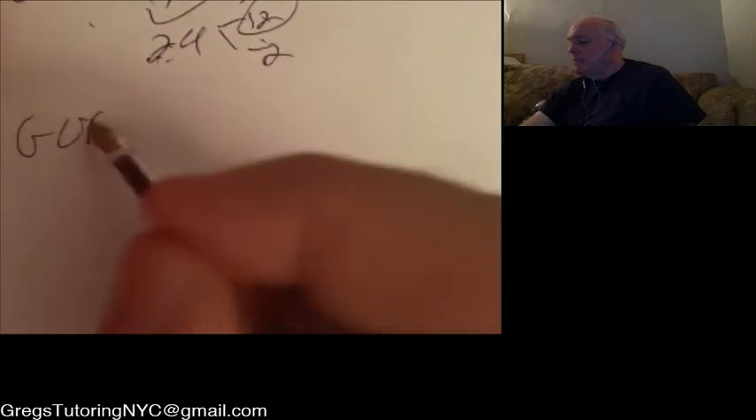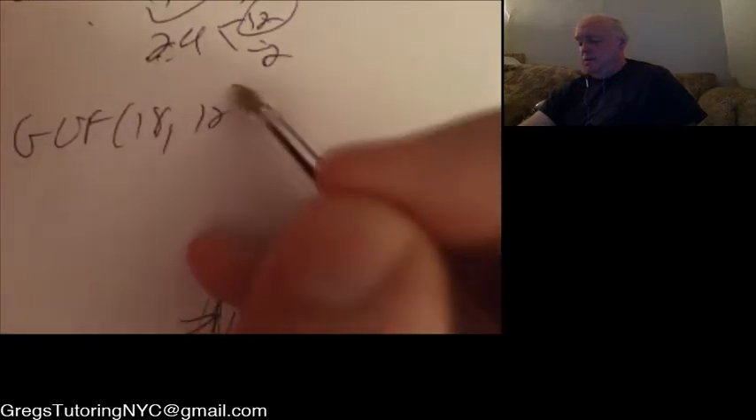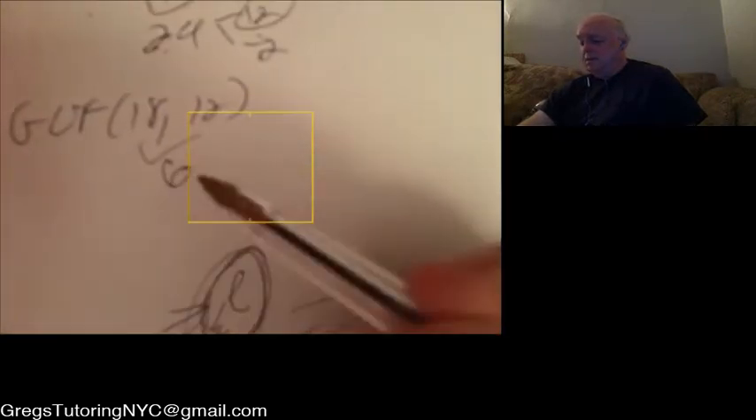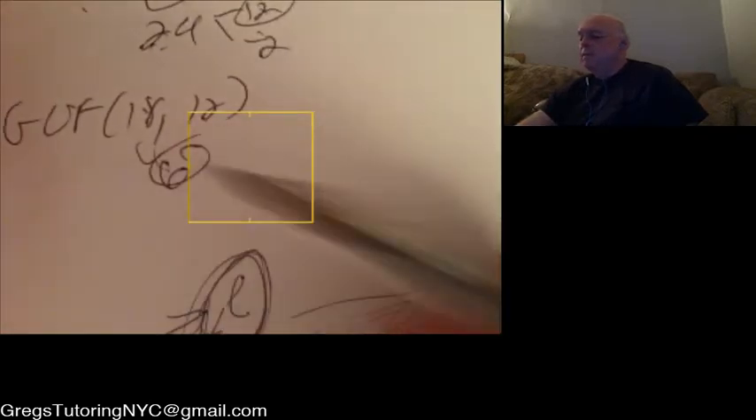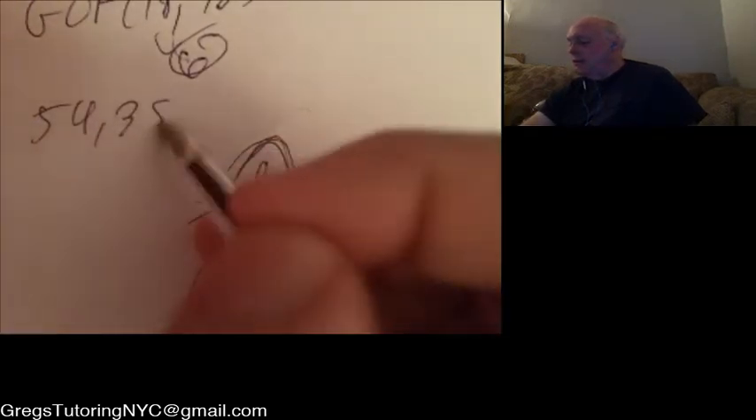GCF of 18 and 12. The difference is 6. Okay? 6 goes into 18? Yes. 6 goes into 12? Boom. You're done. Okay? 54 and 35.